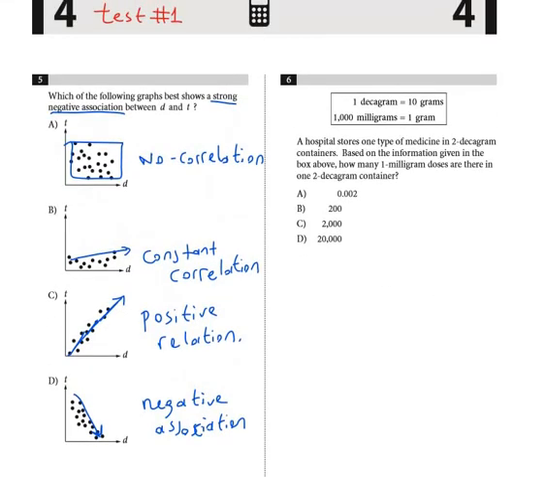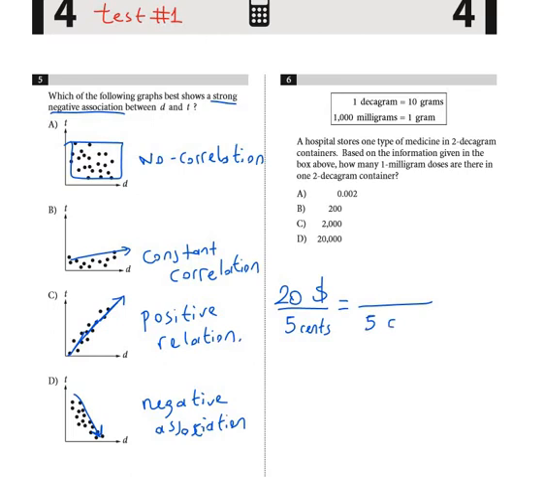Question number 6. A hospital stores one type of medicine in 2 dekagram containers. Based on the information given in the box above, how many 1 milligram doses are in 1 2-dekagram container? So we would like to know how many 1 milligram do we have in 2 dekagrams. You can think of this question like, how many 5 cents do I have in a $20 bill? To be able to do this question, I need to use the same units. I need to convert, make the units the same, then divide.